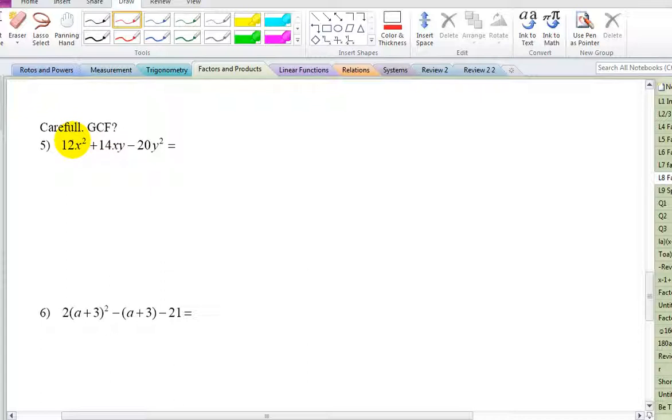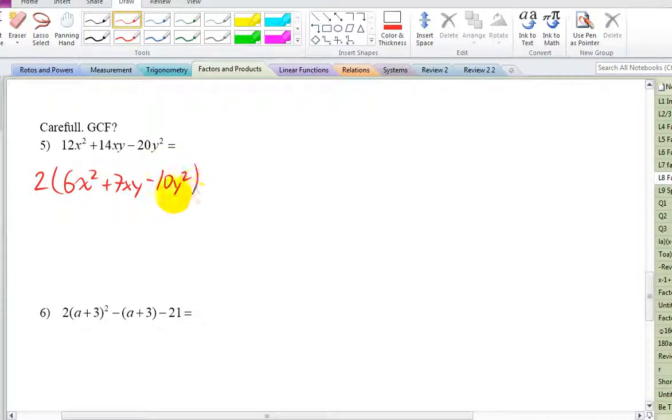Sometimes you can take out GCF. So if I look at this question, I see 12, 14, and 20. Alarm bells, GCF, because they're all even. So take out a GCF first, and then you get 6x squared plus 7xy minus 10y squared.